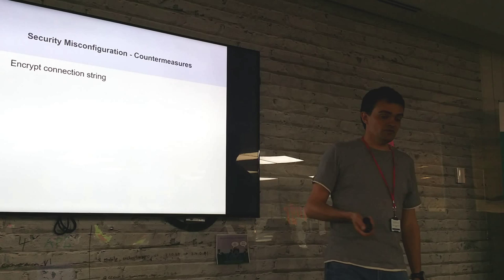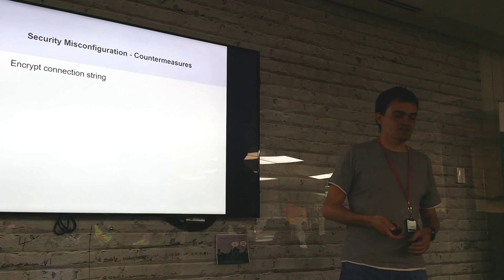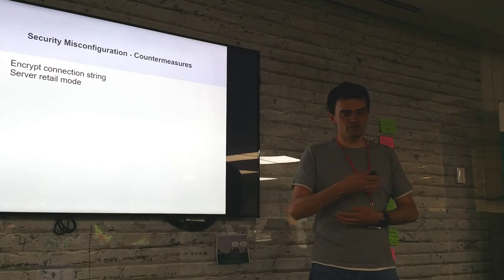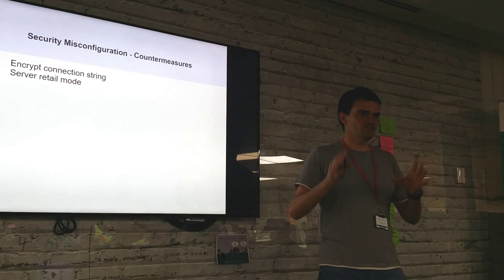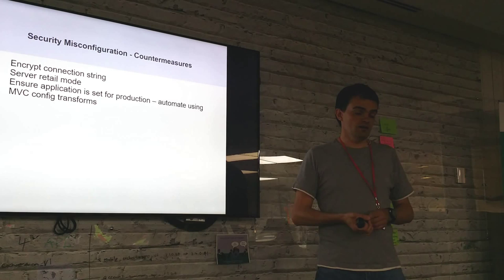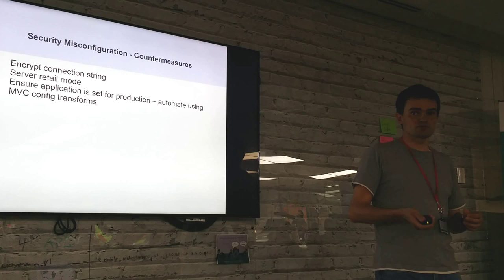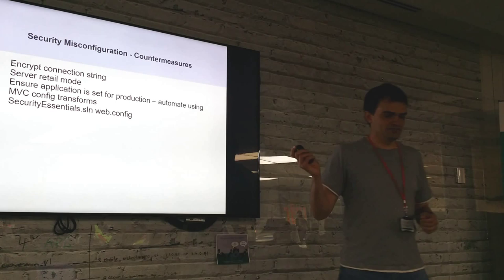One of the things you can do is encrypt connection strings, so you know, security in depth, assume they're going to have access to everything somehow, and create layers of security. You can put the server in retail mode, so this turns off debug, enforces SSL, turns off trace, that kind of thing. So even if you forget it in web.config, it's enforced on the server. And ensure the application is set for production and automate it using MVC config transforms, which I'm sure everyone does. I just do that in the security central project.